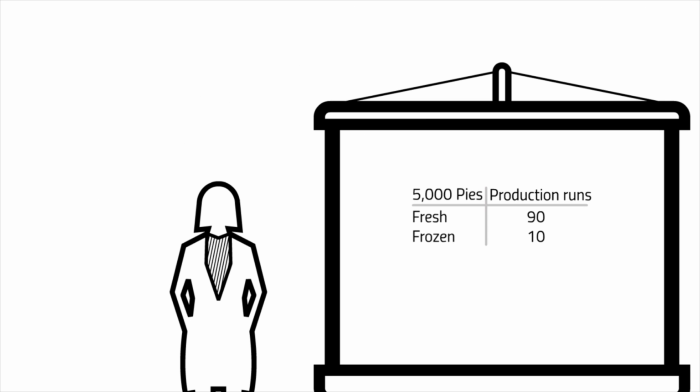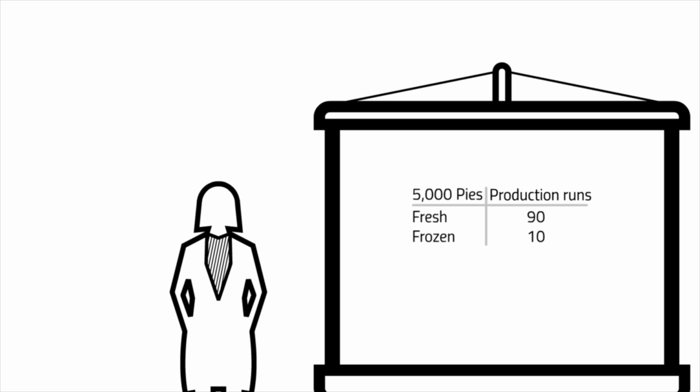The 5,000 frozen pies can be produced in 10 production runs during the first few days of the period, and they're then shipped and frozen. But the fresh pies need to be baked to order. After all, no one wants a 30-day-old pie. So to avoid spoilage, 90 fresh pie production runs are required in a single period.